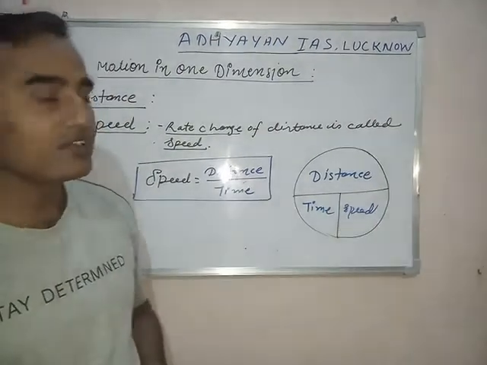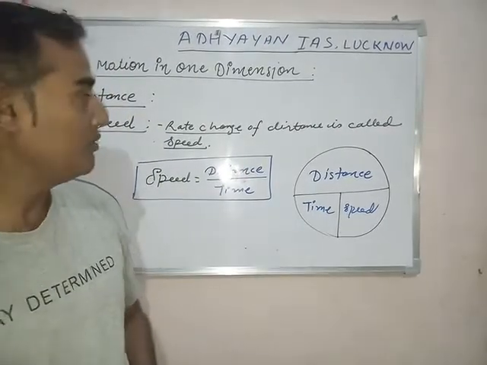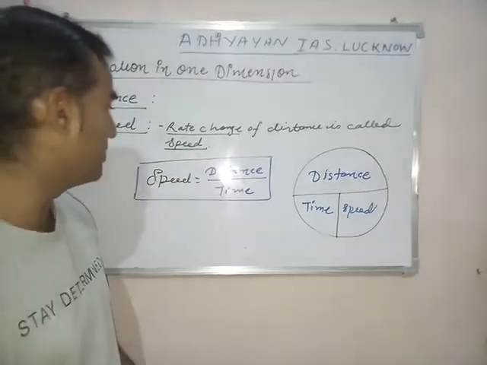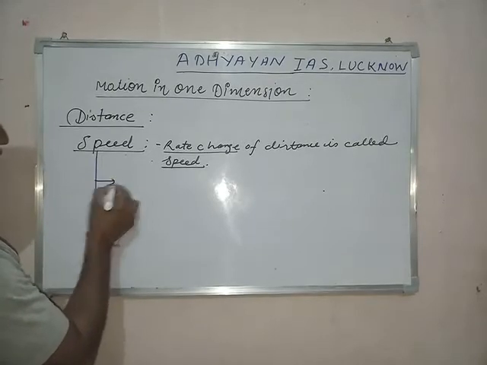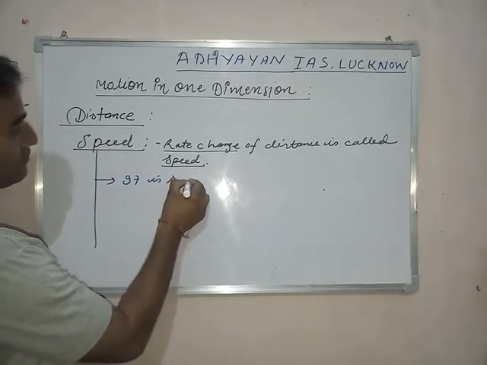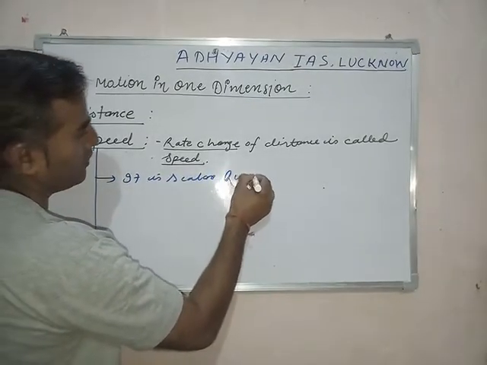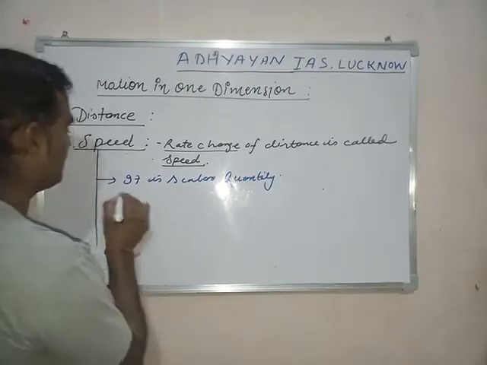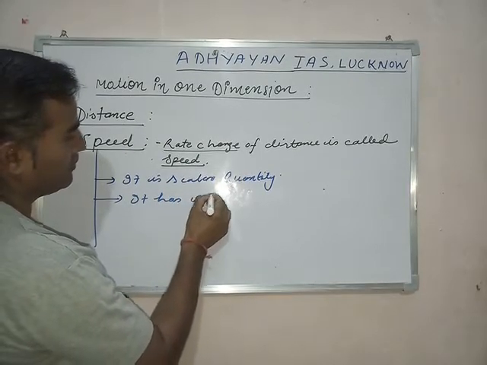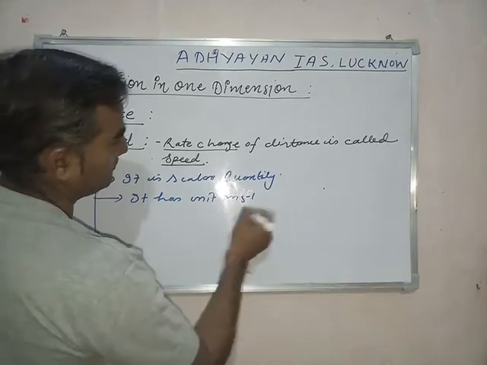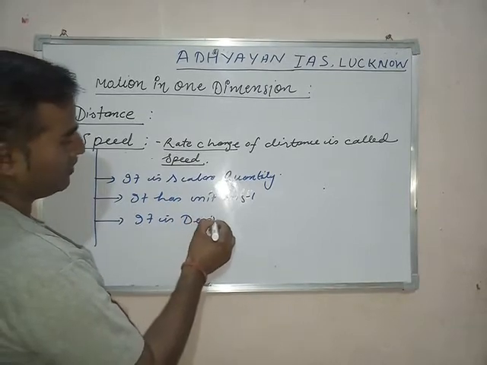So now we are going to discuss the types of speed. Before that, I want to tell you a few basic properties of speed. What are the properties of speed? First, it is a scalar quantity. It has the unit meter per second. It is a derived quantity.